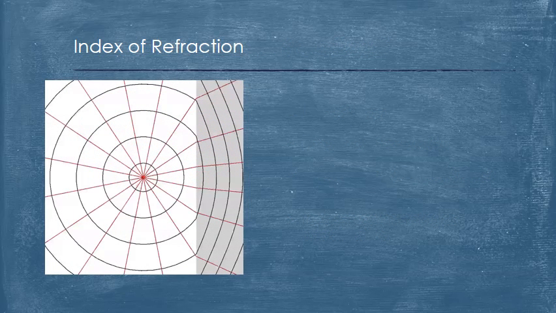Let's talk about the index of refraction. You can definitely see here that the distance between the wave fronts when it's in the white medium is greater than that in the gray medium. So definitely traveling at a different speed. These wave fronts happen at individual time intervals, or they're separated by a period of time, t.